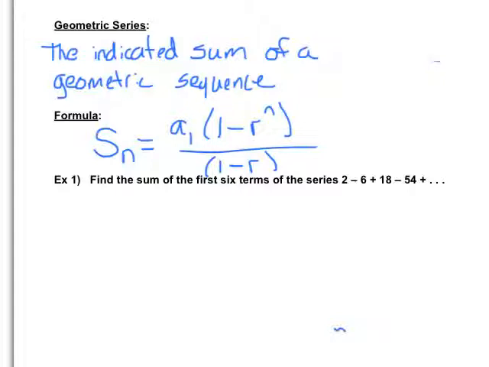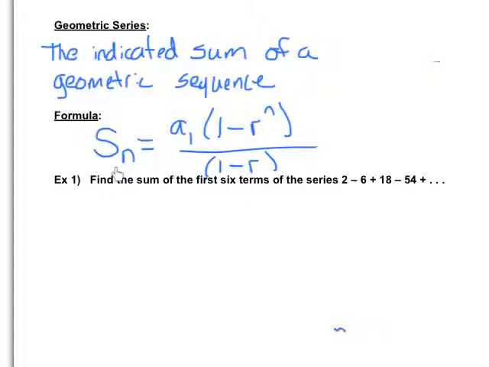So now we're going to talk about a geometric series. Just like an arithmetic series, a geometric series is the indicated sum of a geometric sequence. So you take all those terms and you add them up. We have a formula for the geometric series. You do have to memorize this.